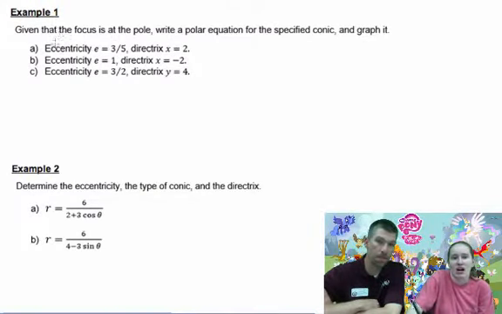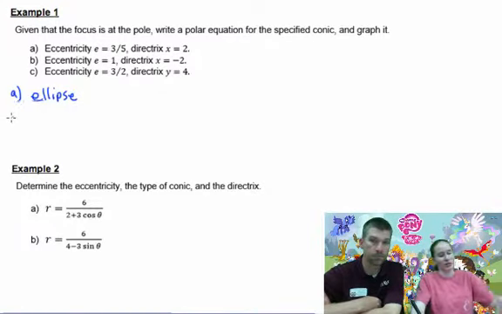Okay, so given that the focus is at the pole, and pretty much all of these will be, but they had to say it. They'll have one focus at the pole. Write a polar equation for the specified conic and graph it. So A, the eccentricity here, 3/5, that tells us that we have an ellipse. It doesn't really ask us to specify, but it's a good idea. It helps us sort everything out if we were to graph it.